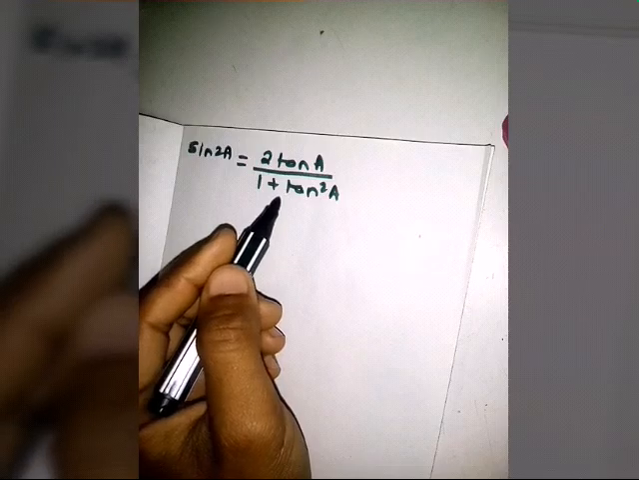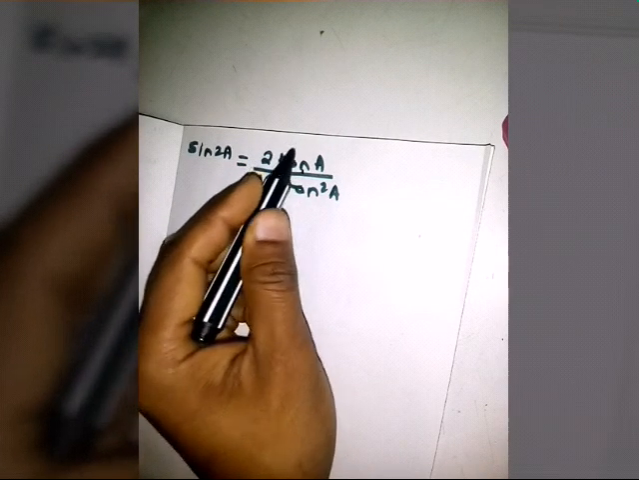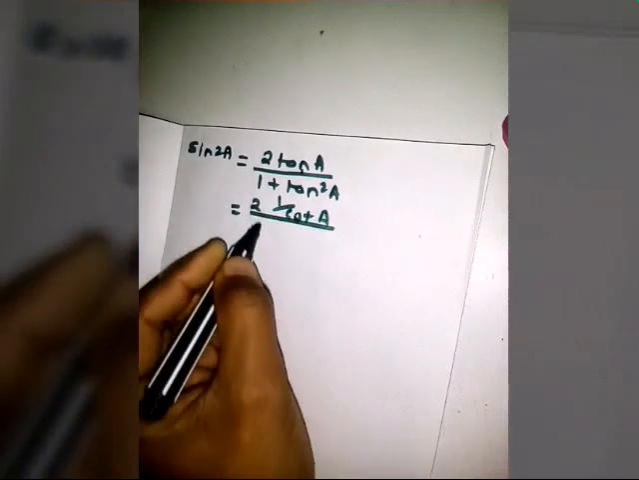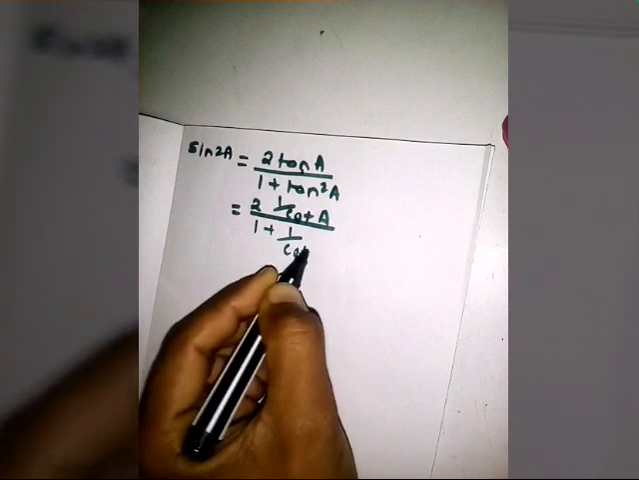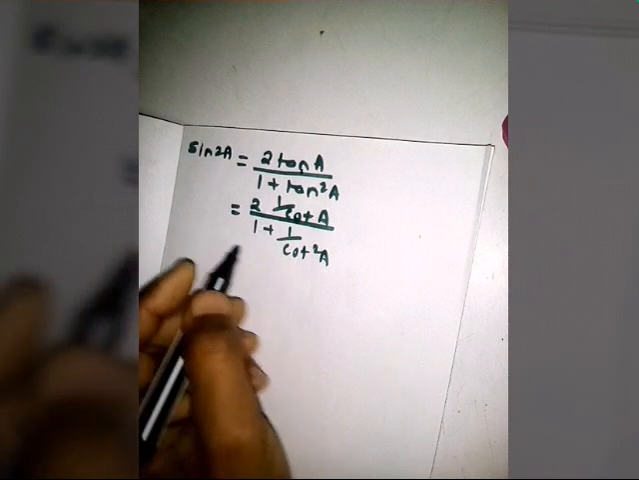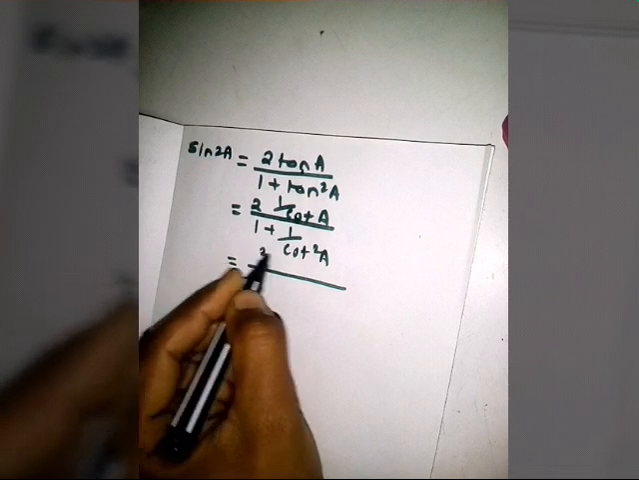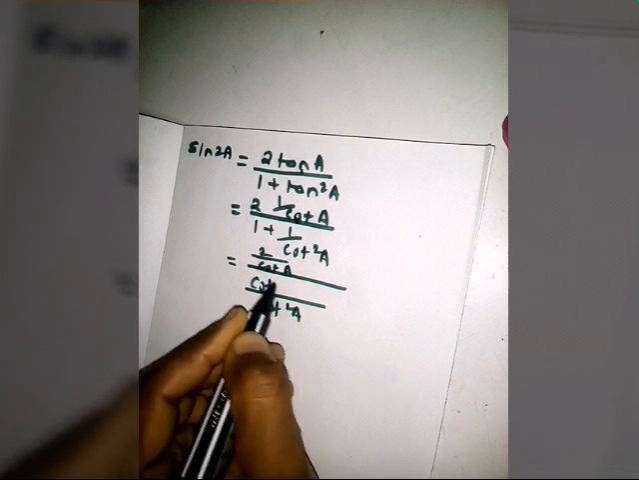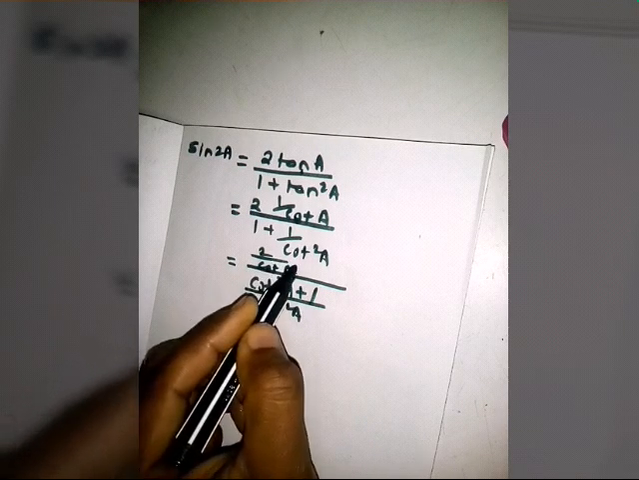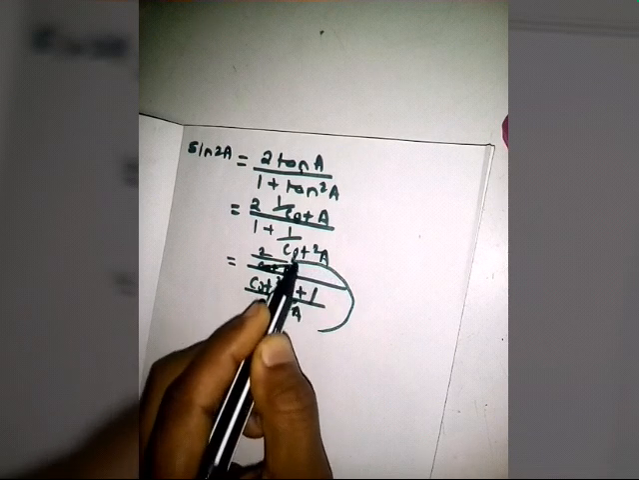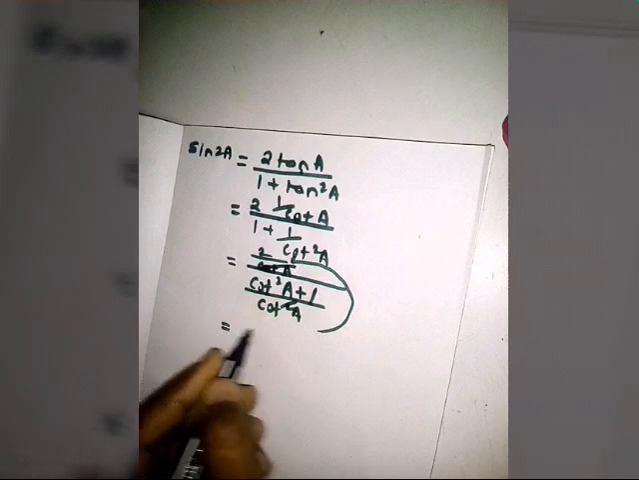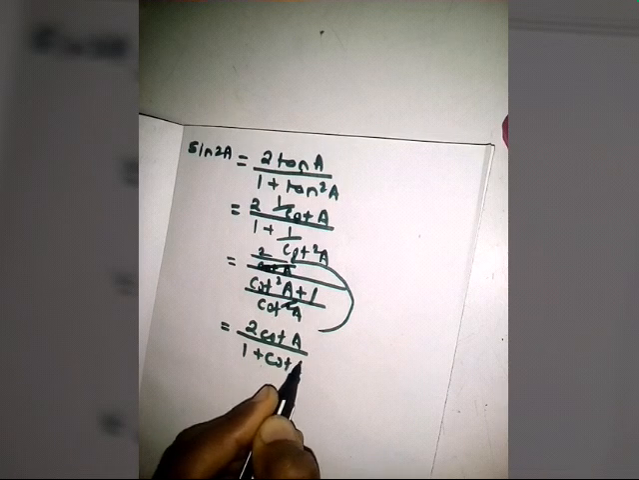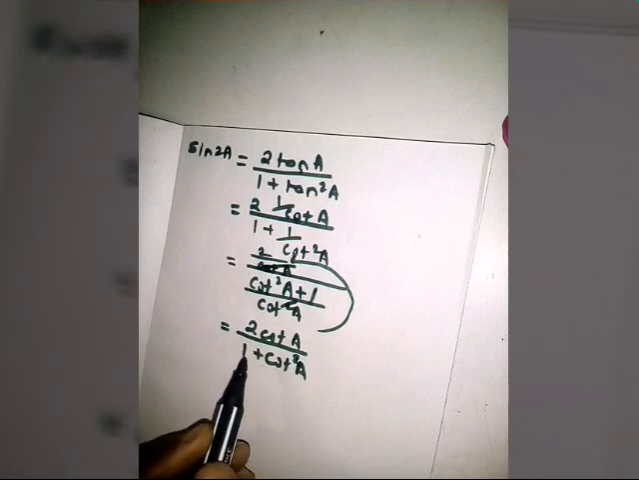And then let us try to write the formula in terms of cot. Now we know that we can express tan as 1 by cot, and if we do that, we have 2 times 1 by cot A divided by 1 plus 1 by cot square A. Now if we take the LCM, this will be 2 divided by cot A, and the lower term will be cot square A plus 1 over cot square A. Now we can cancel this cot, so this term will go up, and this will be 2 cot A divided by 1 plus cot square A.